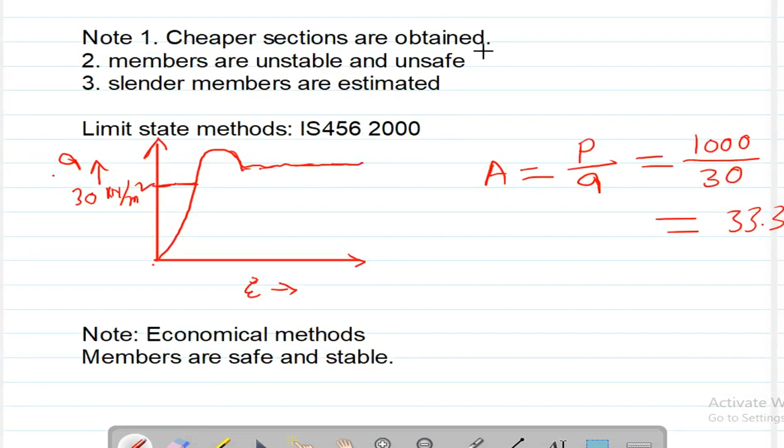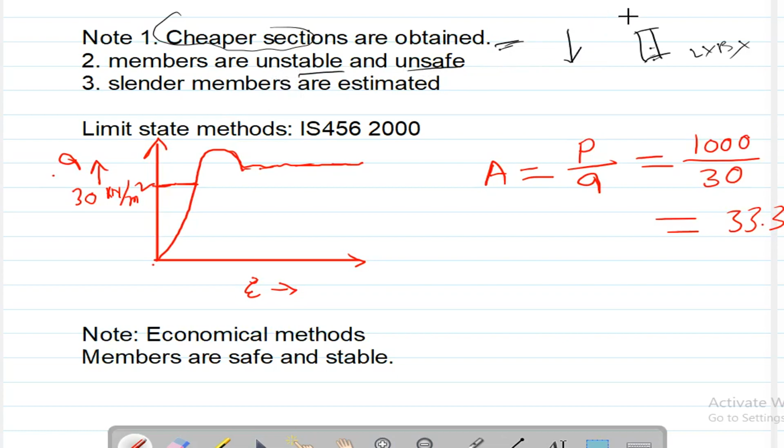that cheaper sections are obtained, you can say slender members you will obtain, where length, breadth and height may be less, that means our cost will be less. That's why it gives cheaper sections. But what is the disadvantage? Members are unstable and unsafe, because we have taken the limiting condition.